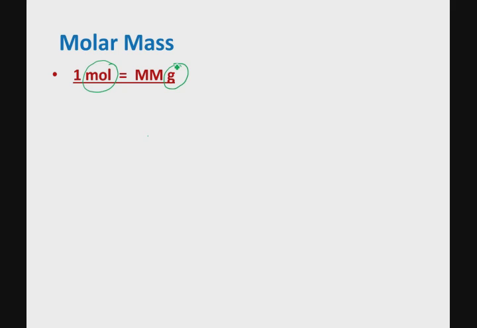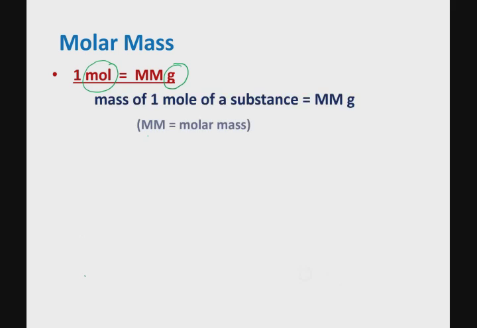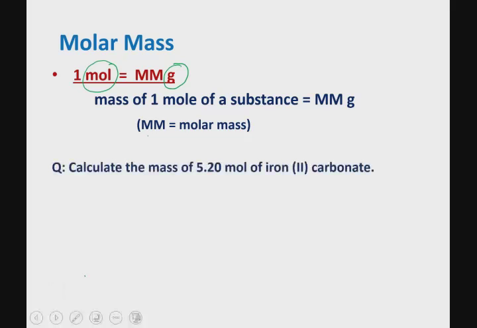Whenever you're dealing with any problem, any question that needs you to convert between moles of a substance to grams of that substance, or mass of that substance, you would need to use the molar mass equation. For example, here's a question that is asking us to calculate the mass of iron 2 carbonate from moles of iron 2 carbonate. So once again, please notice the two units in question here are moles and mass. Hence, molar mass is what we need as a standard equation.